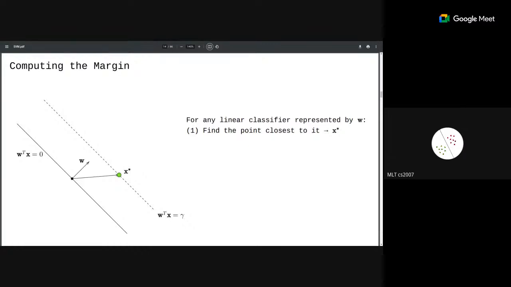Okay, so if your data is linearly separable with some non-zero margin, you will always find this point. Do you all agree with that statement? Margin here is the distance between the classifier and this point, right? So you'll always be able to find the closest point. Does everyone agree? I hope you do. So once you do that, you can scale your W such that X star lies on W transpose X equal to 1.